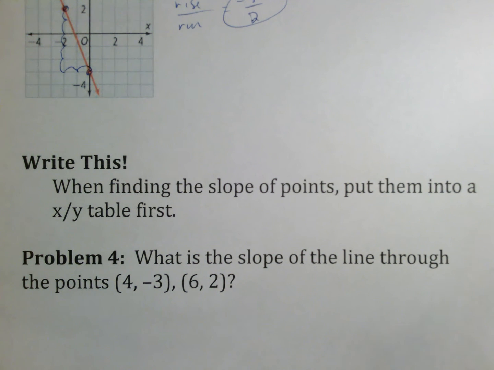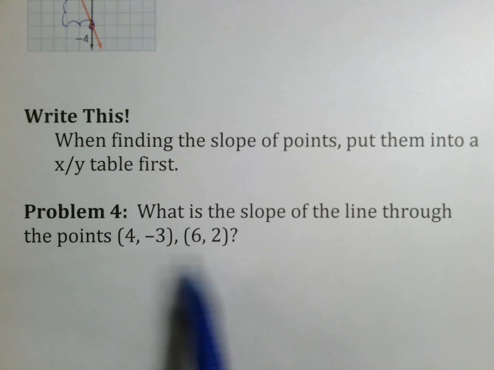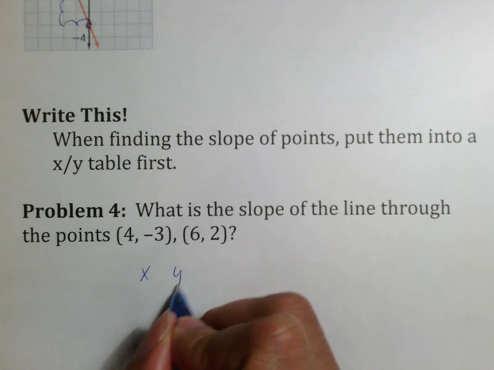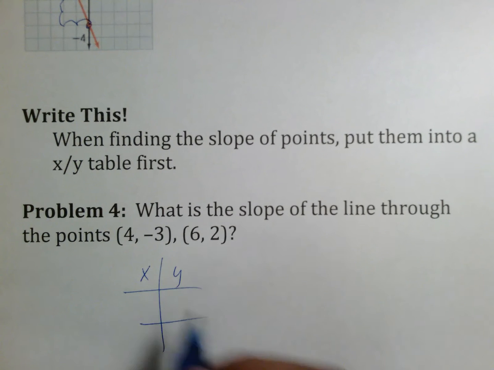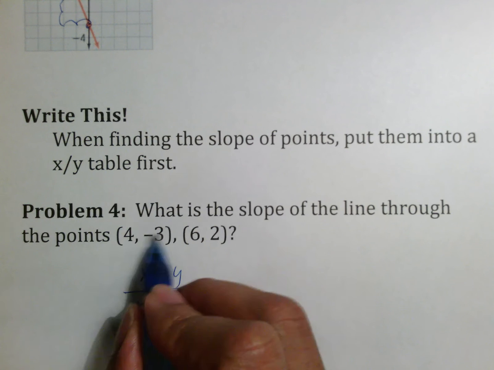But looking at problem number 4, it wants to know about the slope of the line through the points 4, -3, and 6, 2. These are points. These are numbers. So what you can do is write an XY table and put the point in itself. So this is 4, -3. Notice how it stays in order.